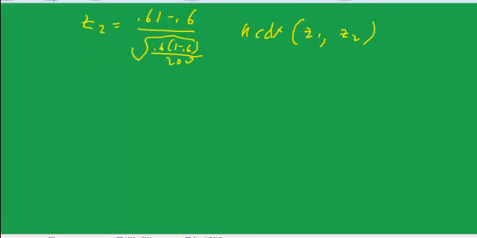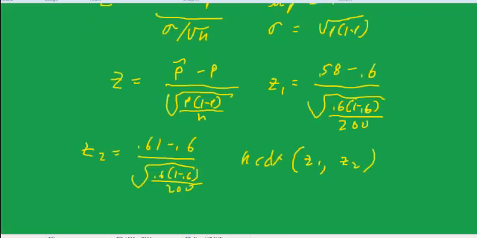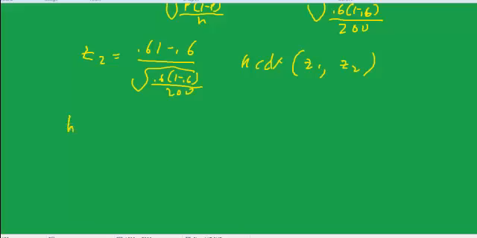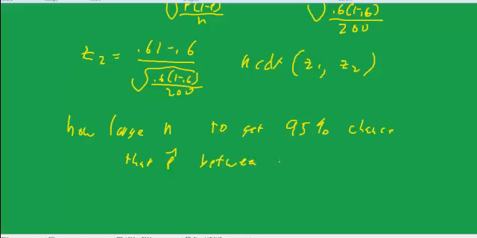Let me give you a case where we use invNorm, and that's when we solve for n. Suppose we want to say, in this last example, and we could actually do this with any of these examples, we could ask how large a sample size we need in order to get a 95% chance that p hat will be between 0.58 and 0.62. And this time I'm going to use a symmetric one, because that'll be easier to do.